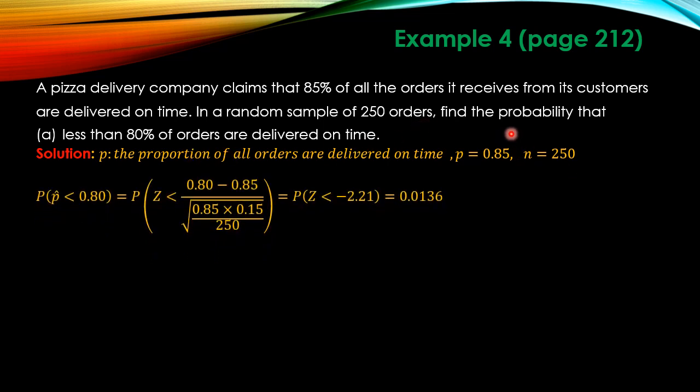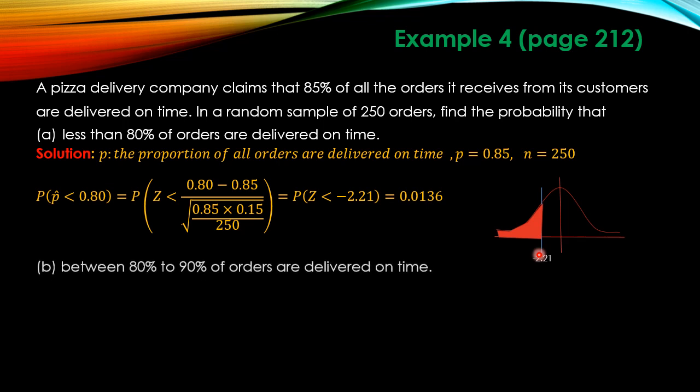Okay, they want you to find the probability of less than 80%. So p hat less than 0.8. So use the formula. So you will have P(Z less than negative 2.21). So this side, this area, we'll get 0.0136.